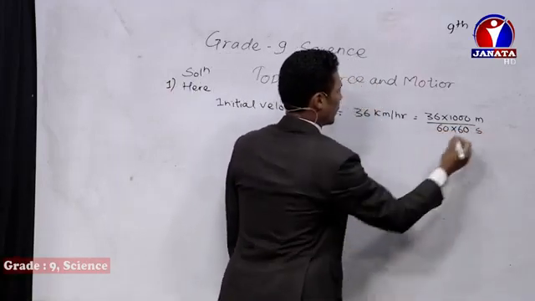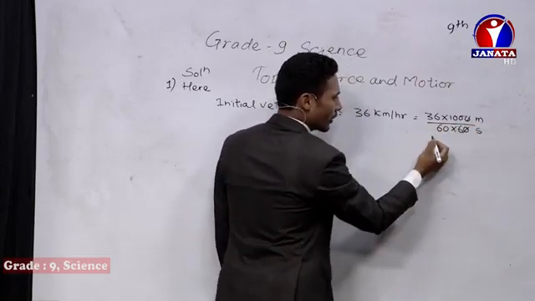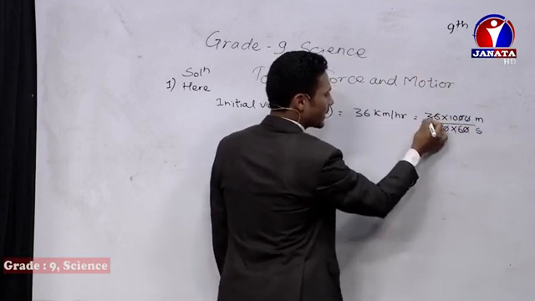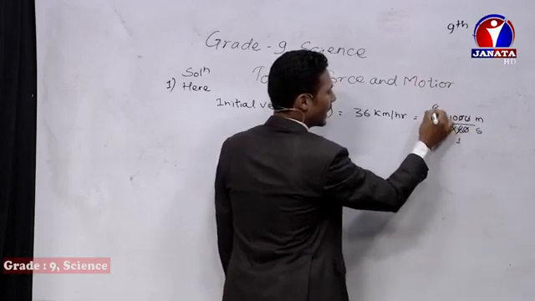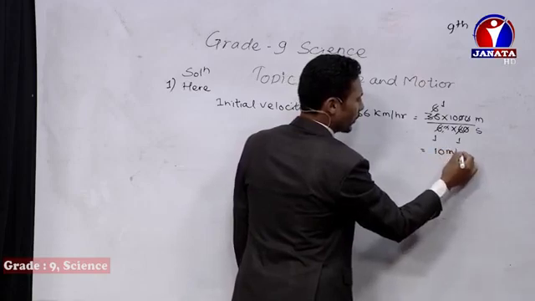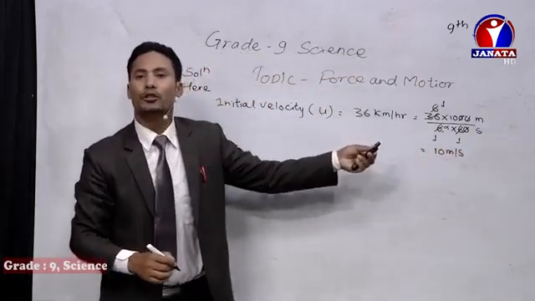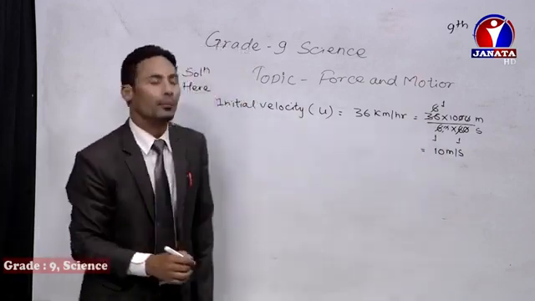Now this is second, right? So let's simplify this. 0 and 0 cancel, this 0 and this 0 also can be cancelled. 6 1s are 6, 6 6s are 36, right? That means it is 10 meter per second. So this kilometer per hour, we need to change into meter per second. By this method we can change that into meter per second.